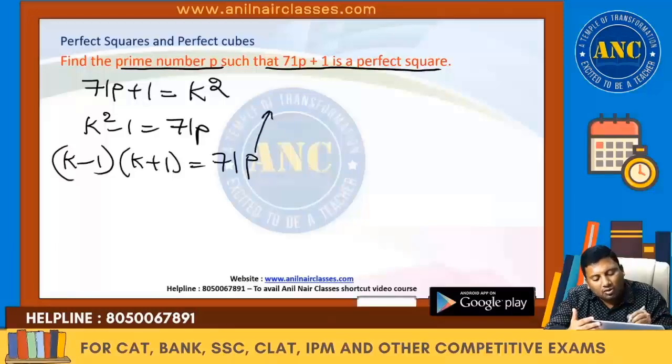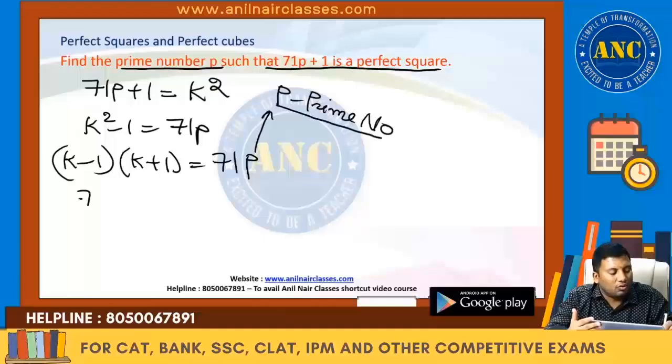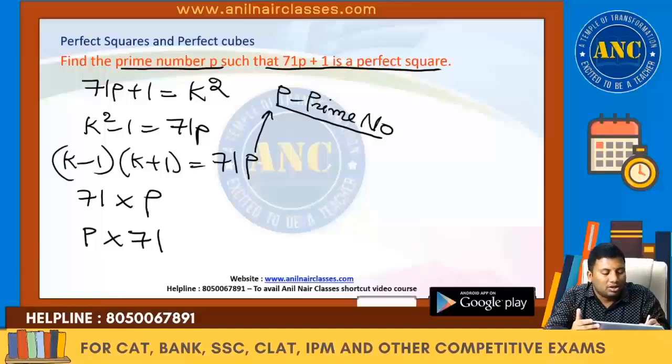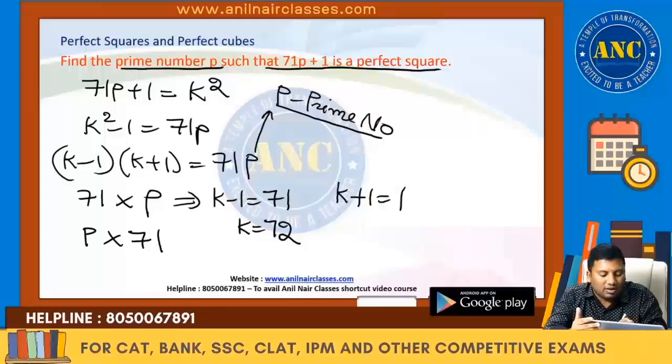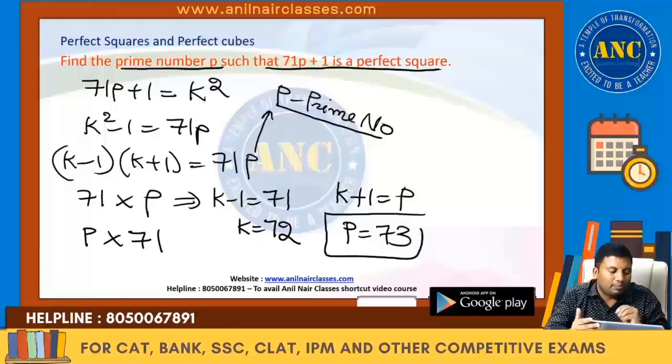The catch in the question is p is a prime number. A prime number cannot be decomposed further. So only two cases I will get, 71 into p or p into 71. Are you all with me? So if k minus 1 is 71, k will become 72, and k plus 1 is equivalent to p, p will become 73. 73 is a prime number. So in this case it is possible.